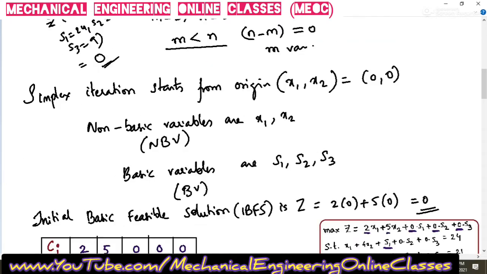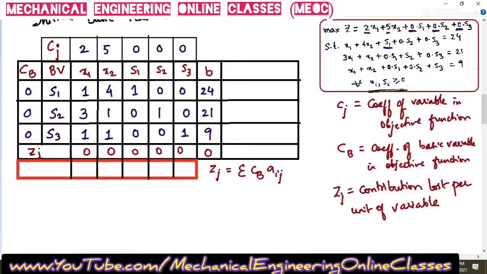Now the same can be read from the table here. How do we read it? The value of S1 is 24. The value of S2 is 21.